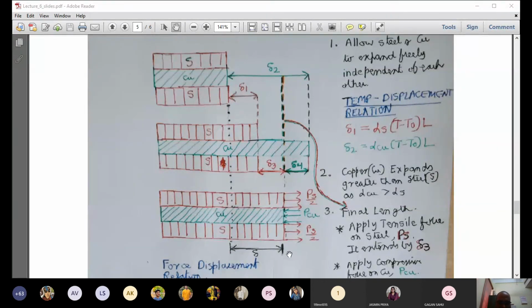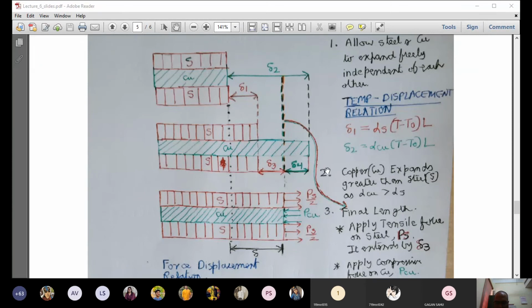In the steel bar, delta 1 plus delta 3 is equal to delta 2 minus delta 4. So we are getting this length. When you say delta 1 plus delta 3, you are getting this delta value. And when you say delta 2 minus delta 4, again you are getting this delta value. So that is fine. That is the compatibility condition.